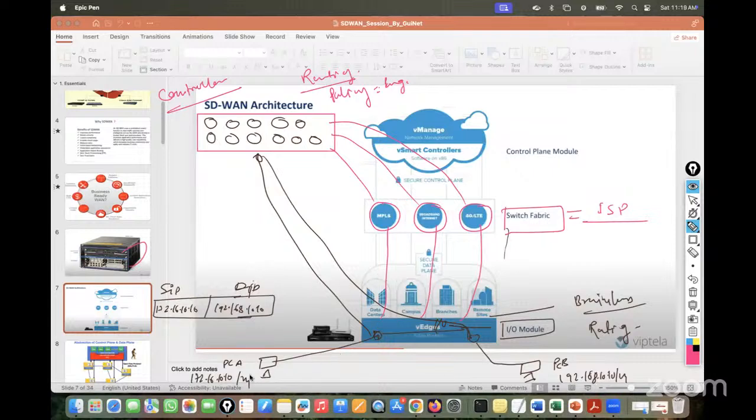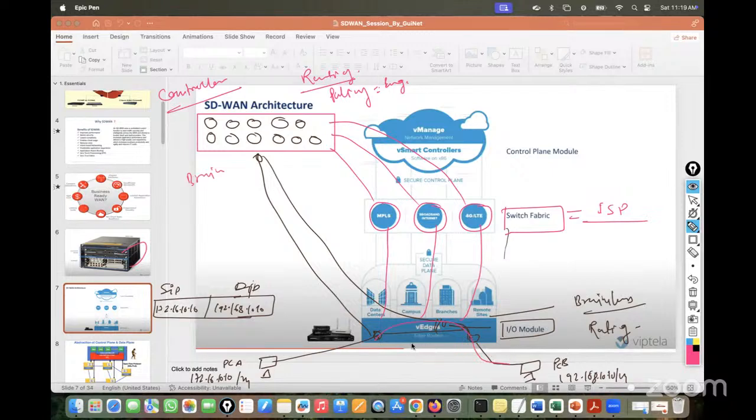So whenever you make the connection, it is going to consult the brain. Hey, brain, can you tell me how I can reach this particular destination? And based on his instruction, he will come to know I need to switch the packet to this particular destination.